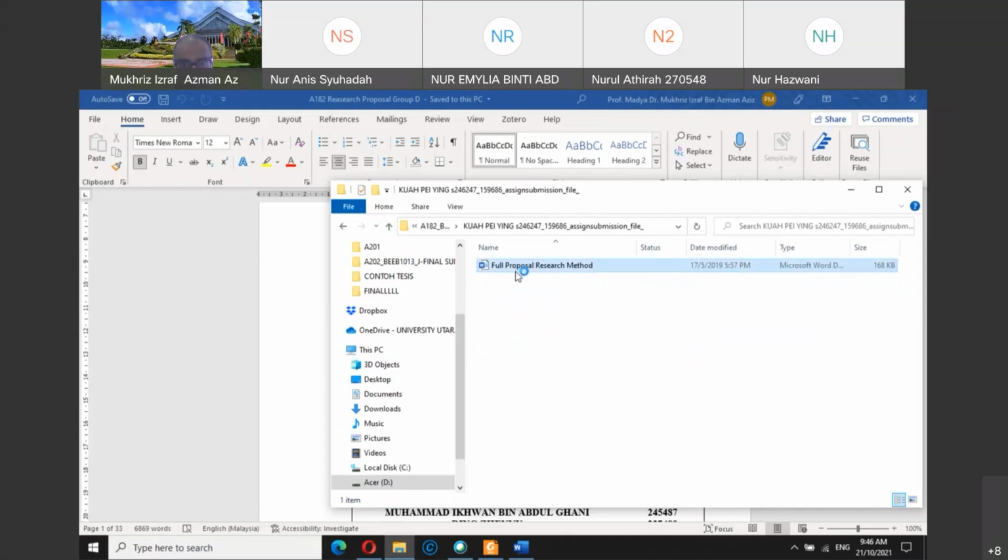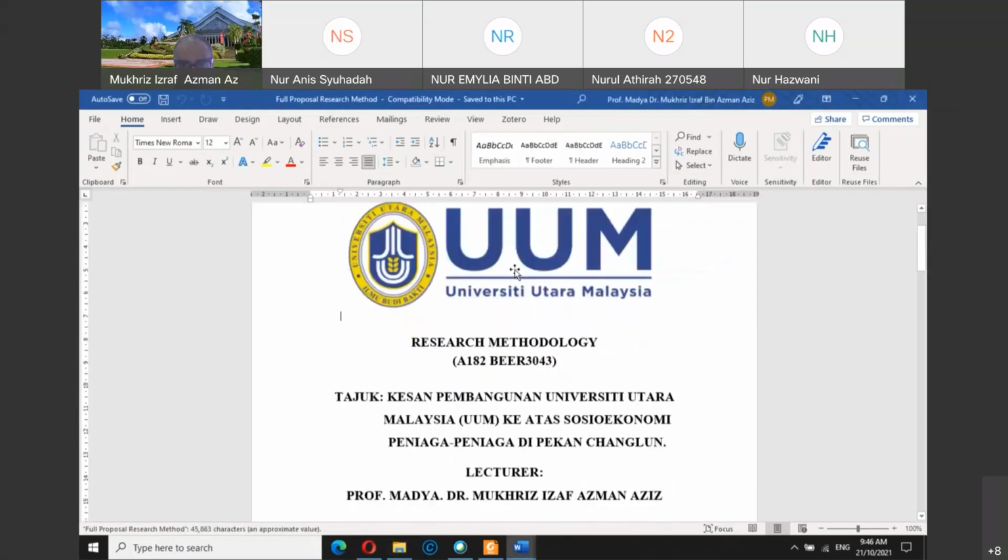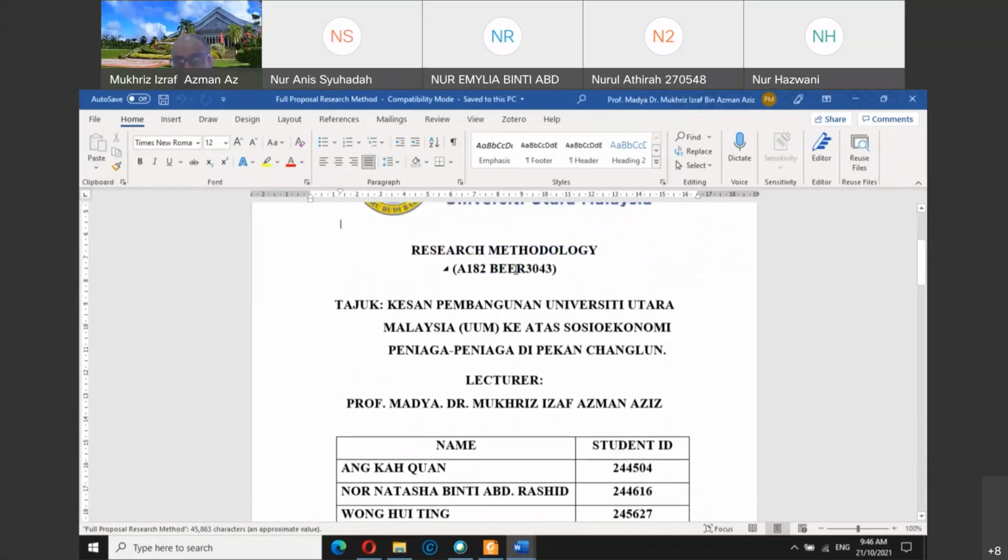And then this one will be on... okay, so this is in Malay. So Sihun maybe cannot understand, but okay, I translate this one. Okay, the impact of UEM on the socio-economy of traders in Changlun.